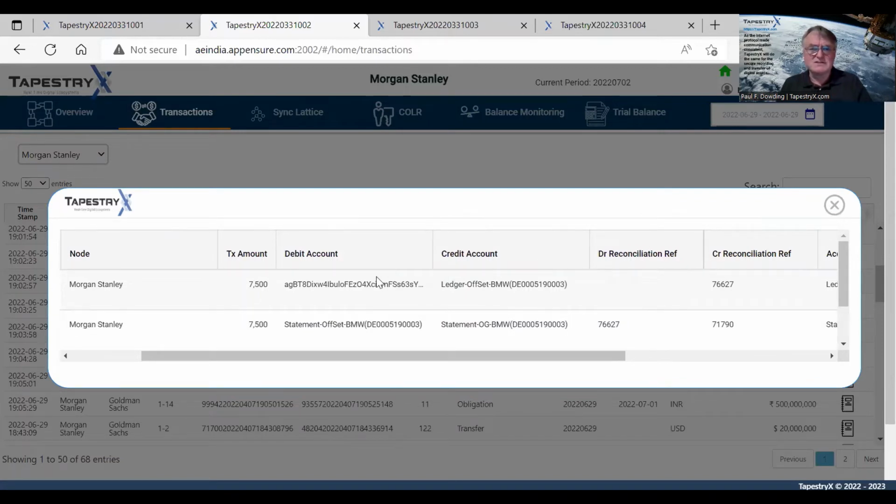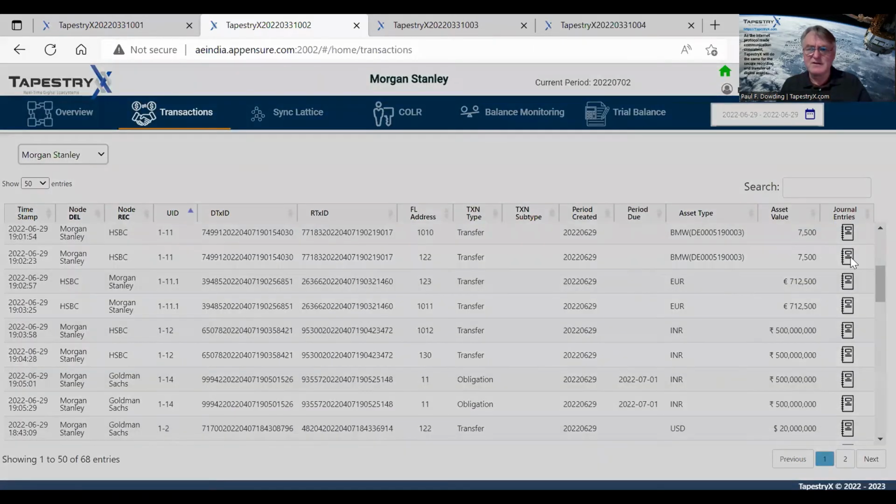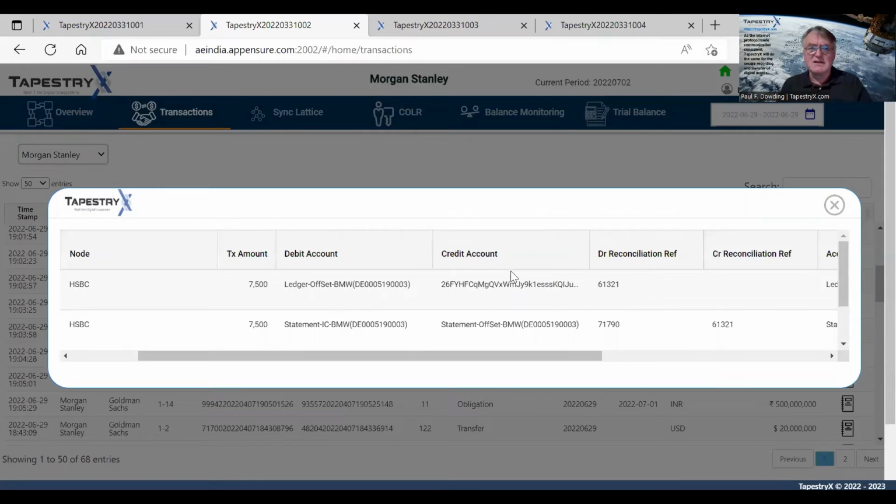But you can see this, obviously the Morgan Stanley is a debit of the BMW. And if we go and look at the other side, the Contra transaction, HSBC has a credit versus its ledger. So each of these accounting are actually generated and processed by each node, and the accounting is actually hashed into part of the immutable record of the transaction.